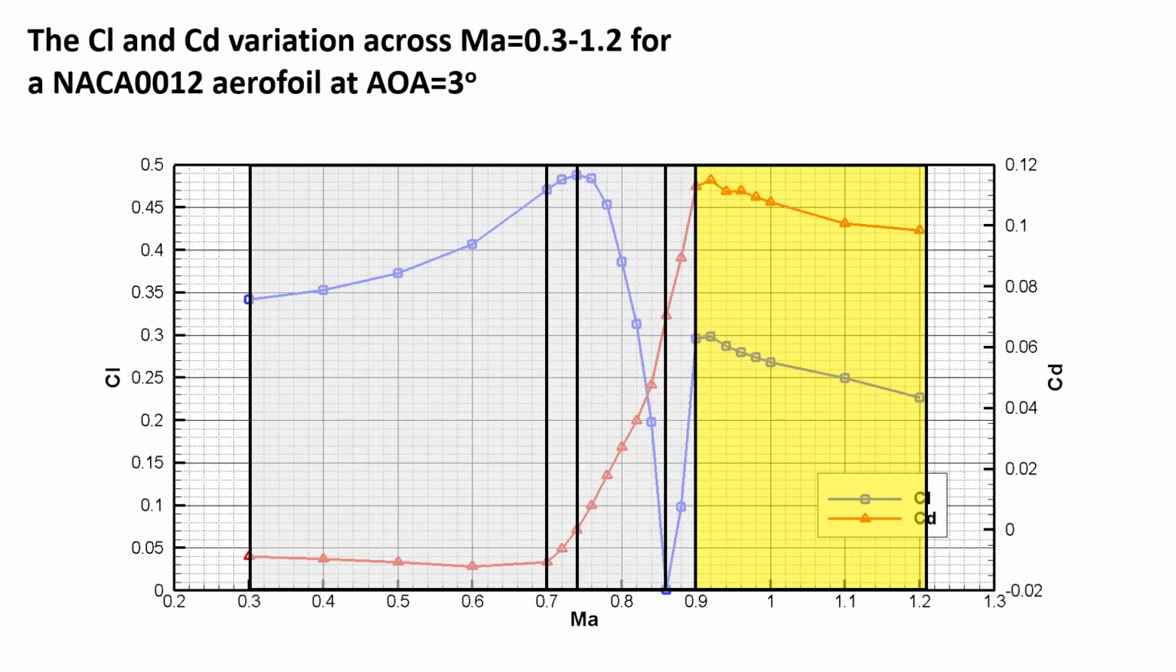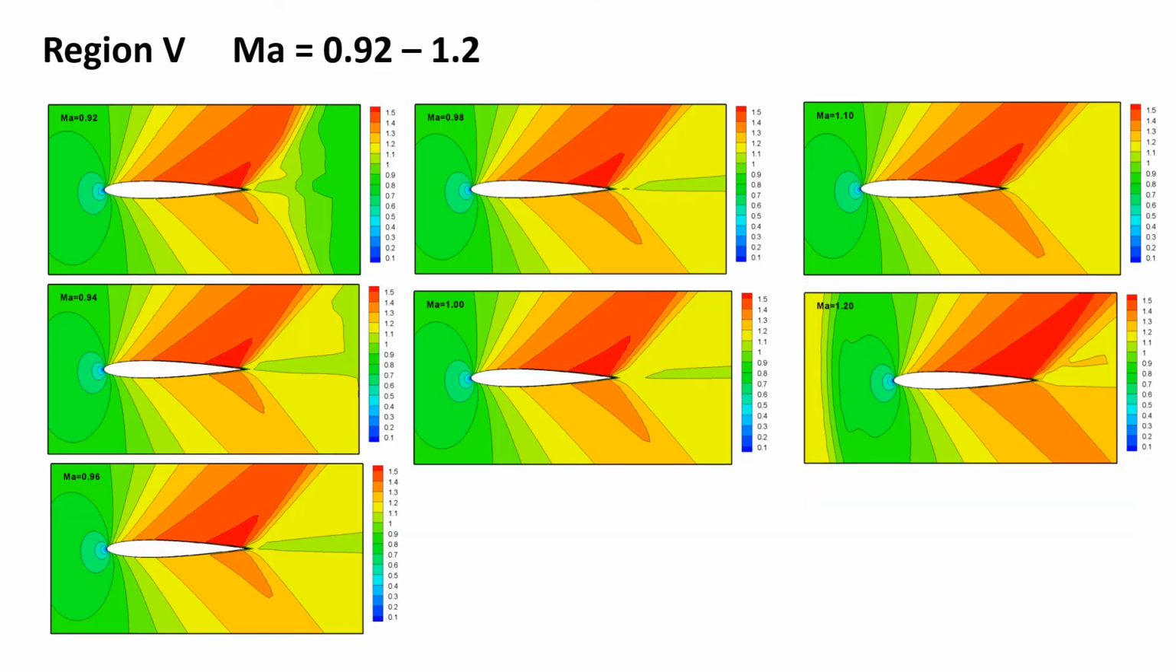And then we move to the next region, especially when the aircraft is flying beyond Mach 1. Now we look column by column. In region 5, the Mach number is from 0.92 to 1.2. On the very left column, the Mach number increases from 0.92 to 0.94, and we don't see many changes, no significant change. And from 0.98 to 1.0, there's also little change, and 1.1 is still quite similar to 1.0.